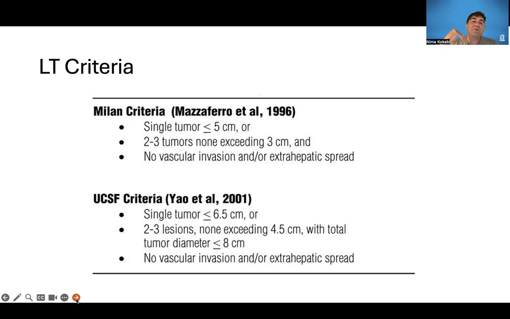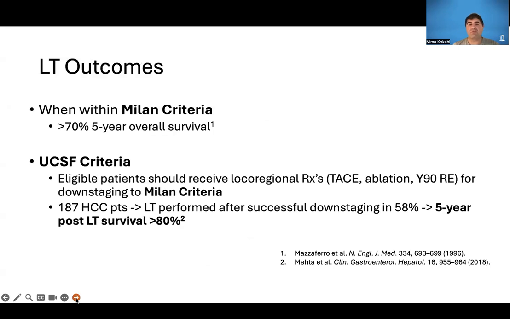So if a patient comes in within UCSF criteria, data has shown that once you downstage them into Milan criteria, the outcome post-transplant in terms of survival is actually equal between the two, with 5-year survival for patients within Milan criteria greater than 70%, and 5-year survival for patients within UCSF criteria who were downstaged into Milan criteria greater than 80%.